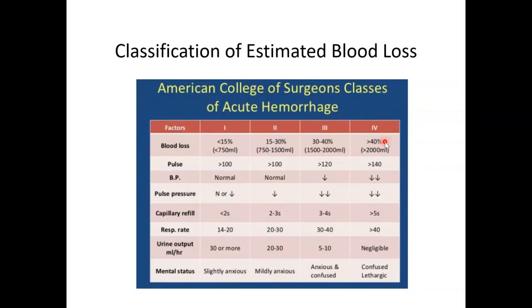And class 4, which is greater than 40% of their total volume, which is 2 liters. You see these big symptoms: fast heart rate, blood pressure is really plummeting, pulse pressure is wider, capillary refill is so sluggish, they're really huffing and puffing, no urine output, confused, lethargic, losing their level of consciousness. So you don't need to memorize this. This is just something that's kind of helpful, because you just don't want to think all blood loss is created equally. It's really not. And when you start seeing these symptoms, you can recognize that that's a significant amount of blood loss that these patients are losing.